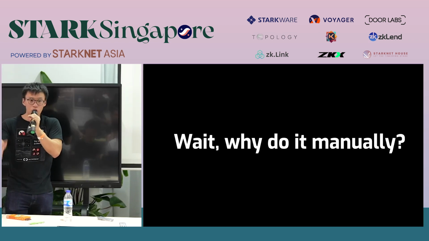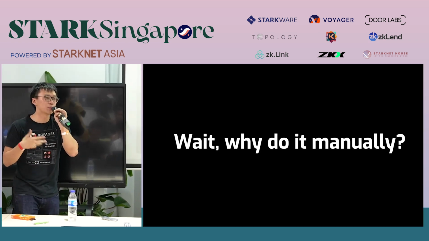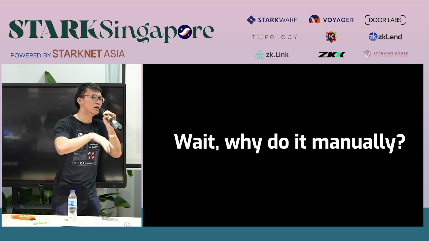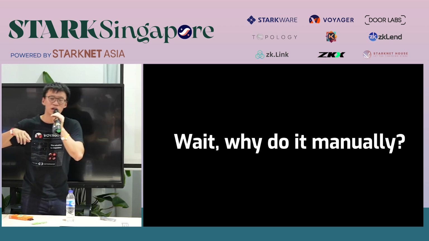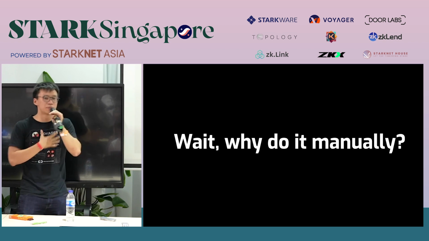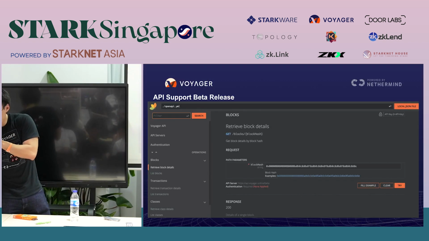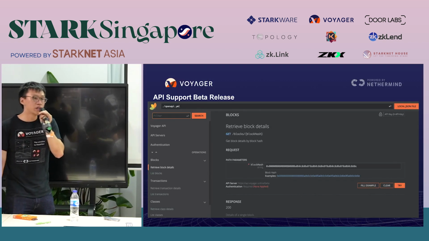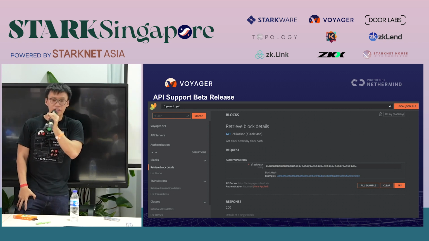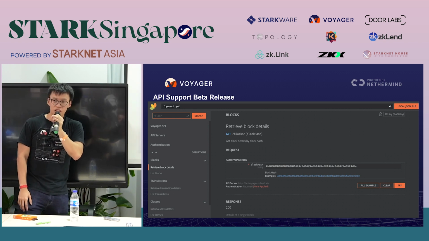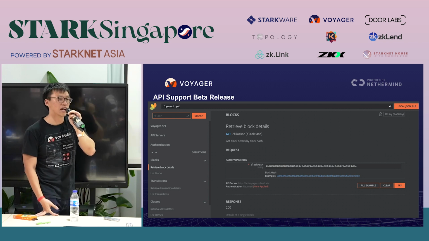And so all these are kind of manual, right? We talk about RPC, those are very manual. Using the Explorer is less manual, but I still say it's manual. So the question is, why do it manually when we have an API beta release? I would like to stress that our API beta release is out now.